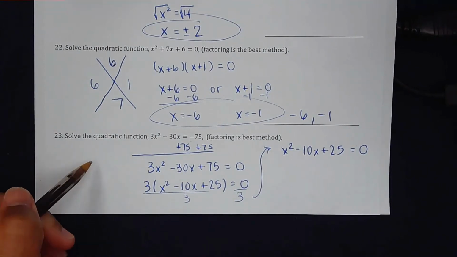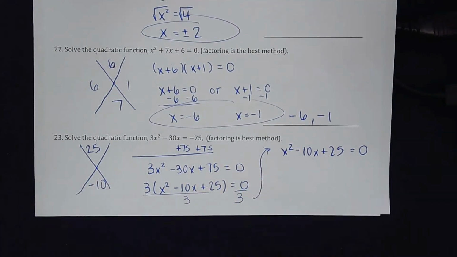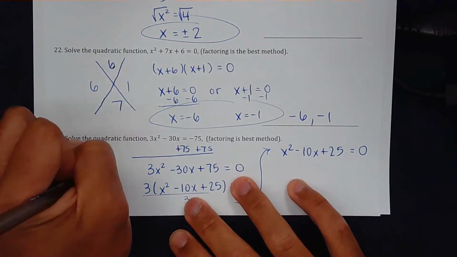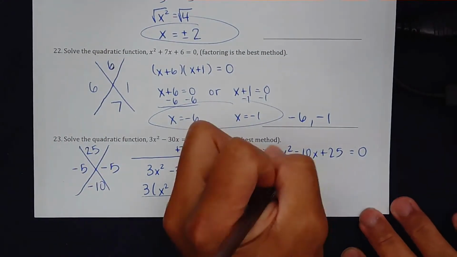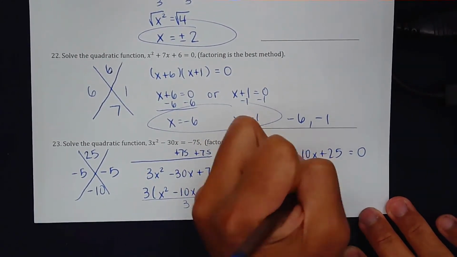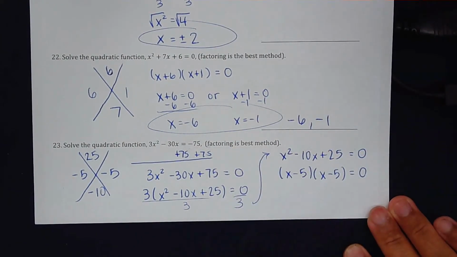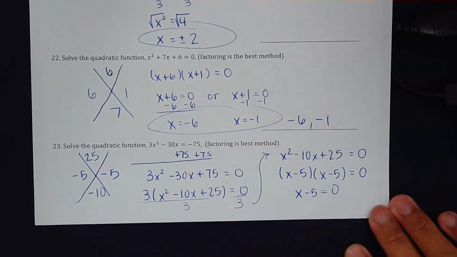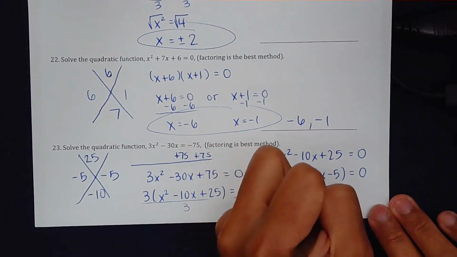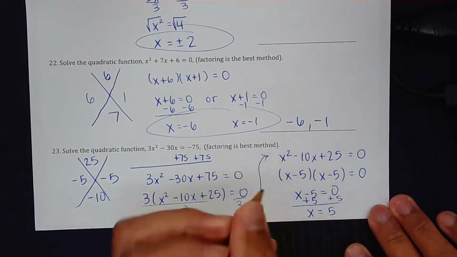All right, using our x method, we want to find two numbers that multiply to 25, add up to negative 10. Well, that'll be negative 5 and negative 5. All right, so using this, we know that we could write x minus 5 equal to 0. You can set each of these equal to 0, but you still get the same answer. So you only have to do one of them. X minus 5 is equal to 0. Add 5 to both sides. We get x is equal to 5.